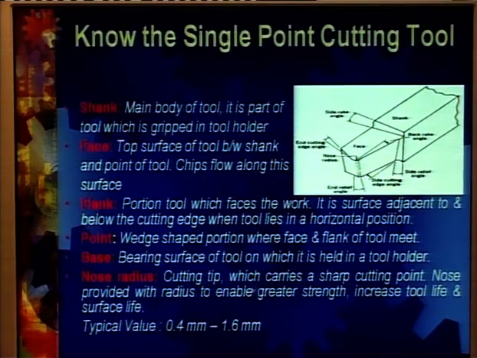The base is the bearing surface of the tool onto which it is held in a tool holder. The lower portion of this whole tool is known as the base. The nose radius is the radius given to this particular edge. This particular point is known as the nose radius. The cutting tip carries a sharp cutting point, and the nose is provided with a radius to enable greater strength, increased tool life and surface life. Typically, the value is 0.4 mm to 1.6 mm.